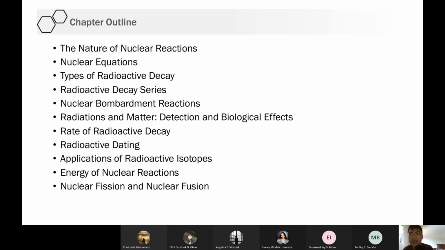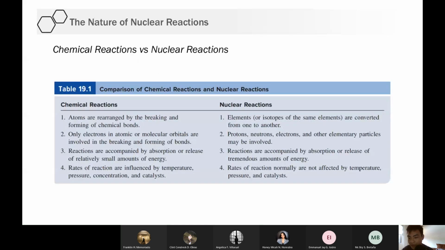Okay. So, maganda i-compare to sa chemical reaction kasi dalawa lang naman yung uri ng reactions sa mundo, no? Either it is nuclear or chemical, okay? So, magkaiba yung nuclear sa chemical. Okay, bakit? So, itong table, intindihin natin. Okay? So, in chemical reactions, atoms are rearranged by breaking or forming the chemical bonds, no? So, ito, medyo may idea kayo dito, di ba?